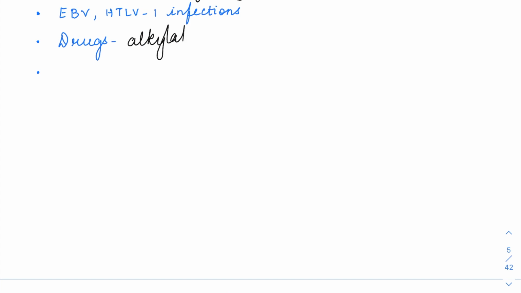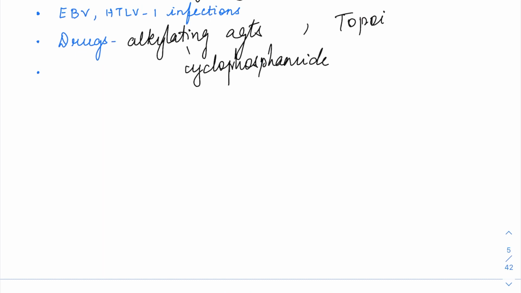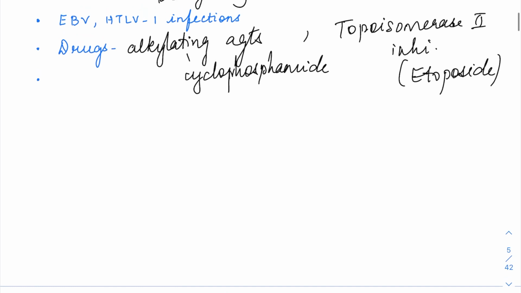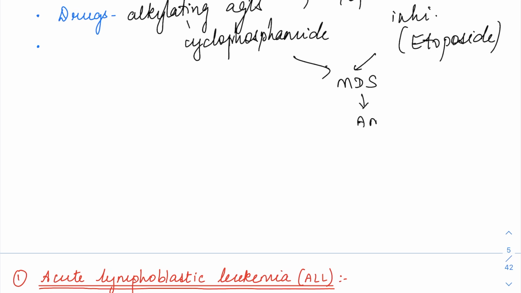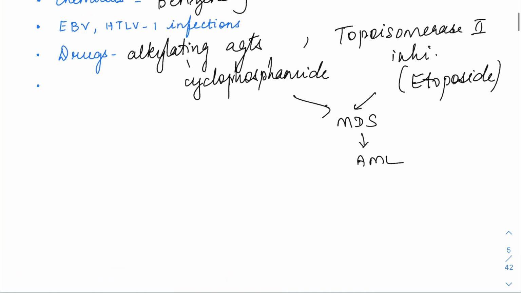So drugs like alkylating agents. These are chemotherapeutic drugs which are given for treating cancer. So you are treating for one cancer and then because of that drug they are developing acute leukemia. That's bad, right? Alkylating agents like cyclophosphamide. Then drugs like topoisomerase 2 inhibitors like etoposide. These two drugs are actually associated with a specific type of acute leukemia, acute myeloid leukemia, okay, and they can also cause myelodysplastic syndrome. This MDS can transform into acute myeloid leukemia. We'll be seeing that later now.